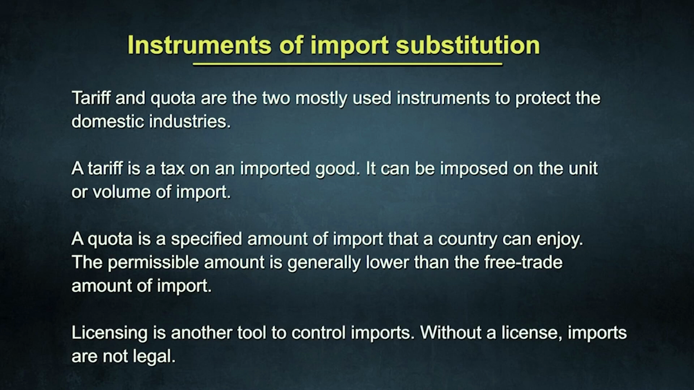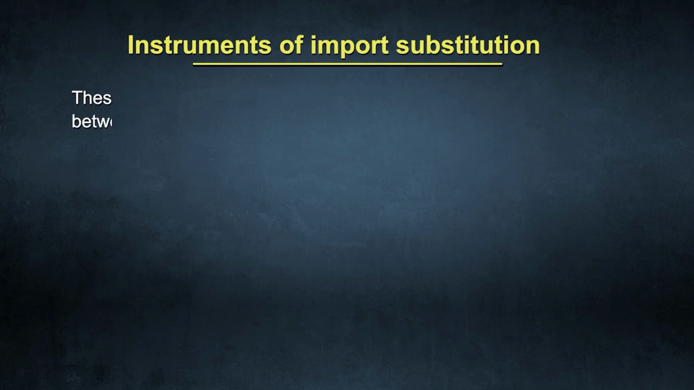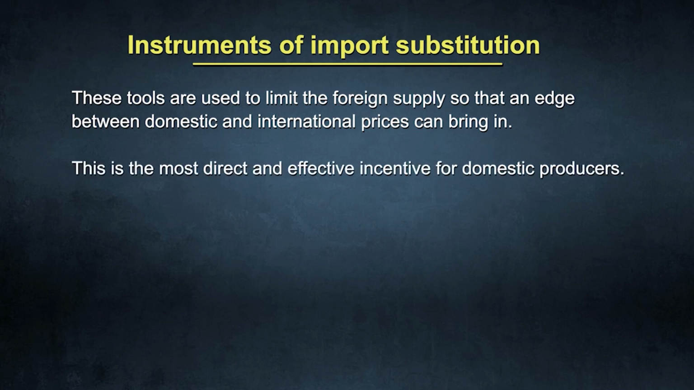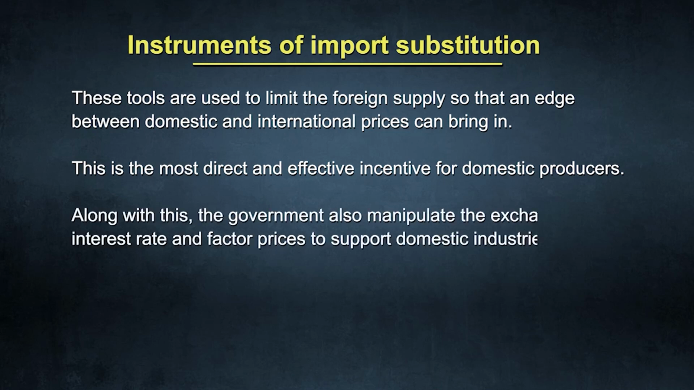Licensing is another tool to give protection to the domestic producers. These tools are used to limit the foreign supply in the domestic economy to create a competitive edge between the domestic price and the international price. And this is basically the most effective incentive to the domestic producers. The government also manipulates the exchange rate, interest rate, or the prices of intermediate inputs to support the domestic industries during the regime of import substitution.